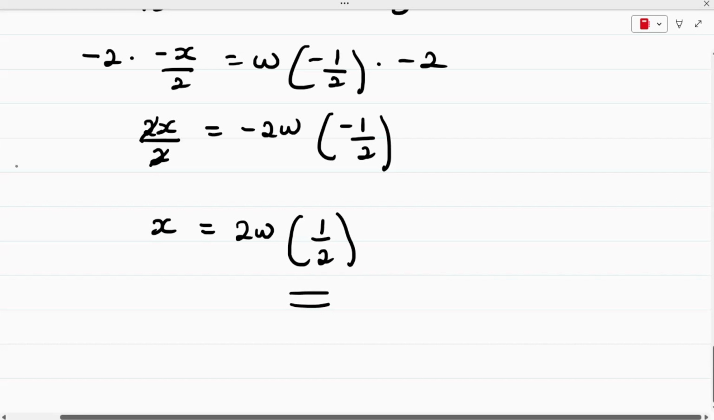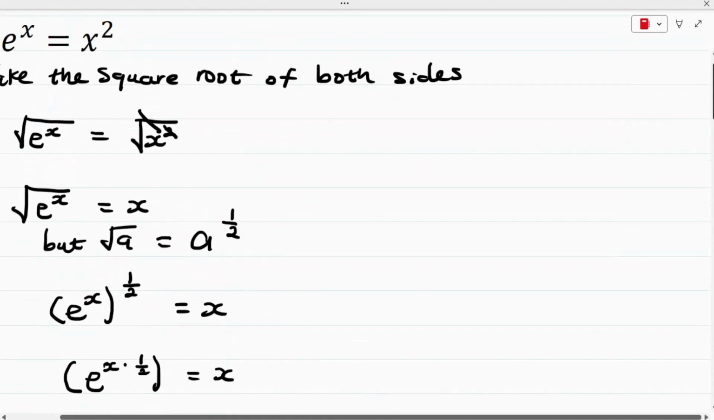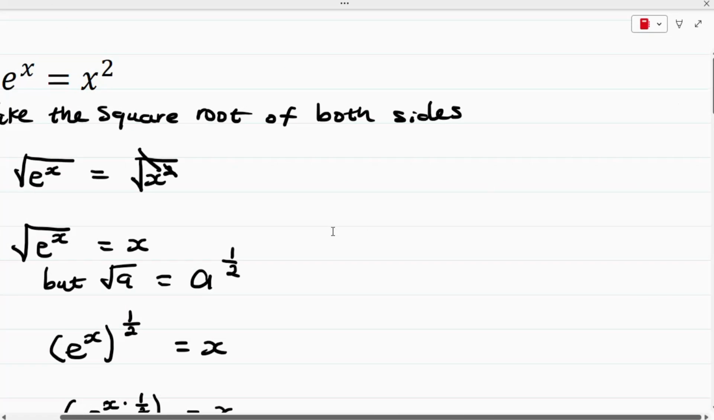So this is how you can easily solve this math problem right here by making use of Lambert's W function.